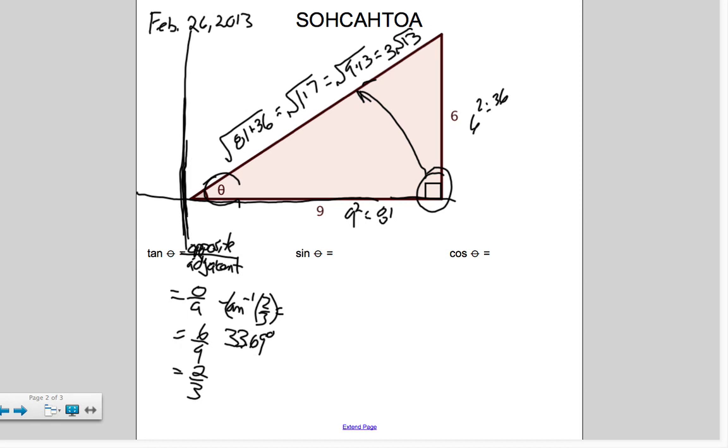How did you get the 0 over 9, and how did you get to 6 over 9? No, it's not 0 over 9. It's O for opposite over A for adjacent. Good question. I know my handwriting's brutal. But that's how we remember it: O over A, opposite over adjacent.